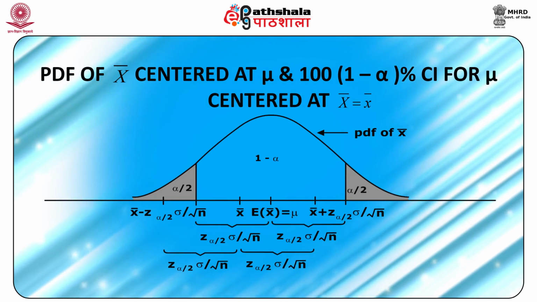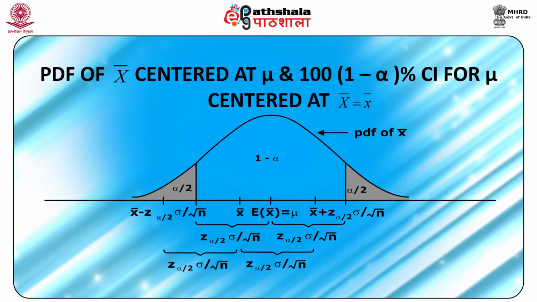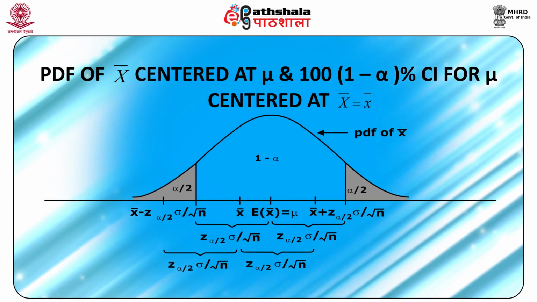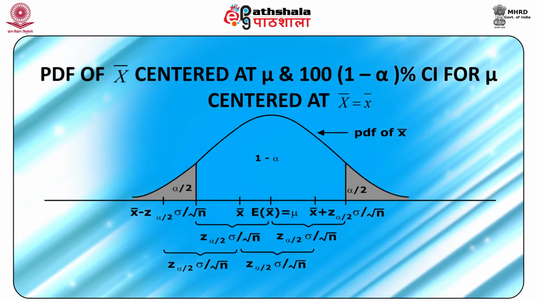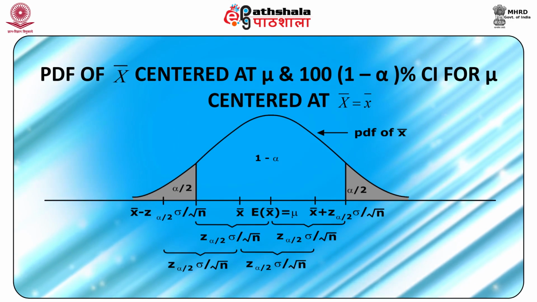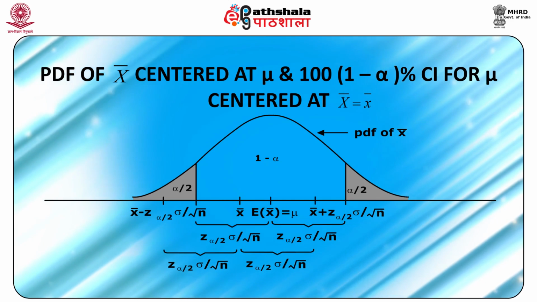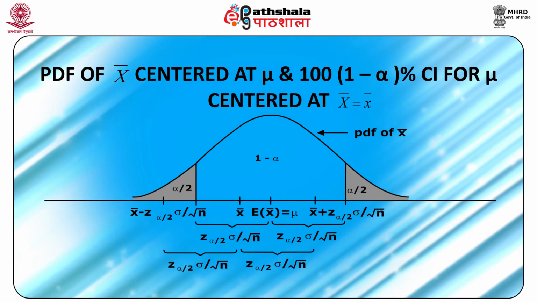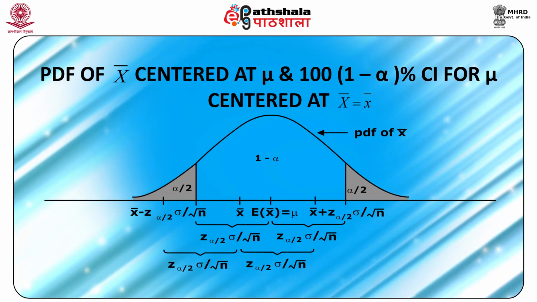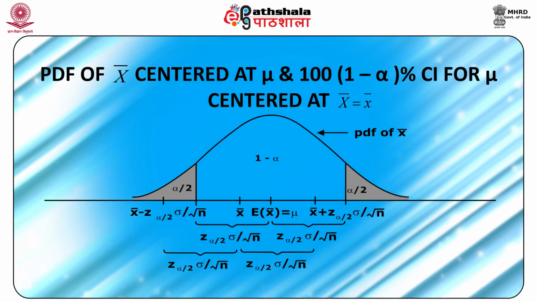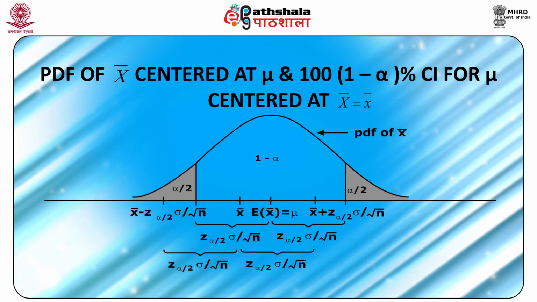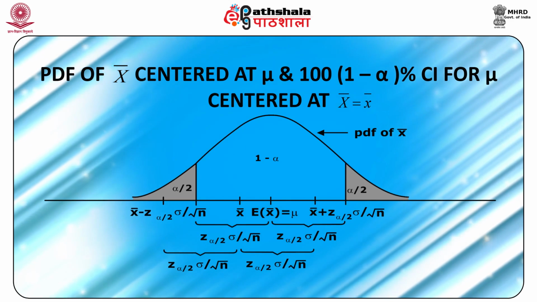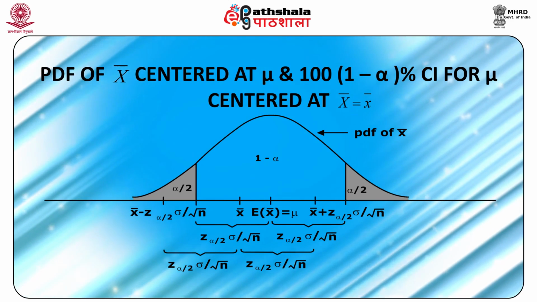The confidence interval for population mean is illustrated in our figure 2, and this is for x bar equal to small x bar. The 100 into 1 minus alpha percent confidence interval is now from x bar minus z alpha by 2 into sigma by root n to x bar plus z alpha by 2 into sigma by root n. So this diagram is very clear, which gives us the confidence interval around x bar, and this we find is centered at mu. The central value is mu.